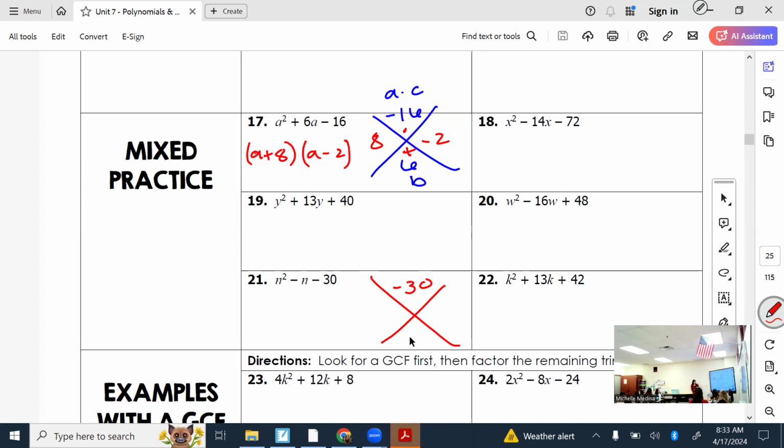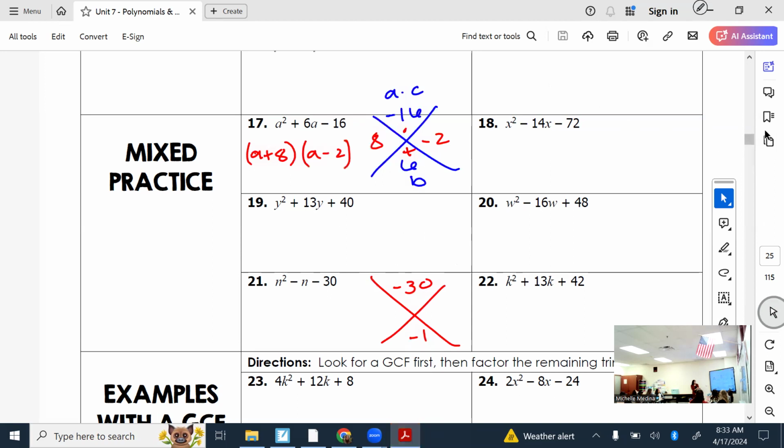Number 1. -1, again, always keep the sign that's in front of each number. I know I scrolled down, let me see if it'll move. Let me put it up here. -30 on top, -1. Thinking of two numbers that multiply to the top that add to the bottom.